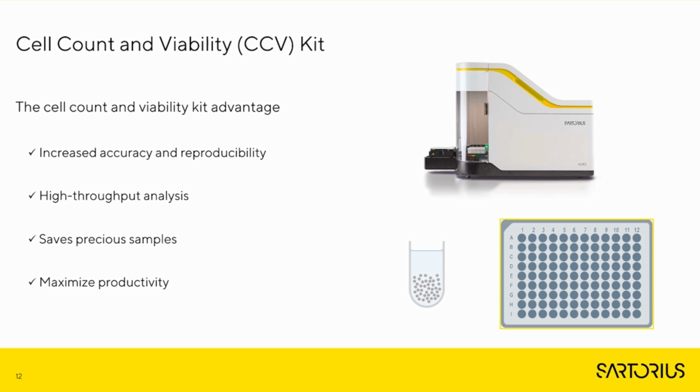So the advantages here are that it's got an increased accuracy and reproducibility. It allows for high throughput analysis, so you can use 96 well plates and 384 well plates. You can save precious samples because the iQue only needs around 5 microliters of sample in order to analyze your samples. And you can therefore maximize productivity using much less sample and using the high throughput analysis where you can run multiple samples in a very short space of time.